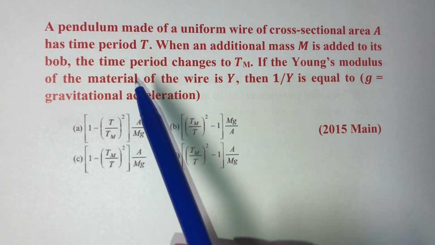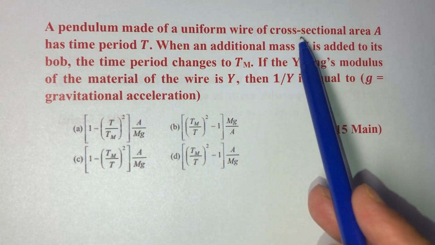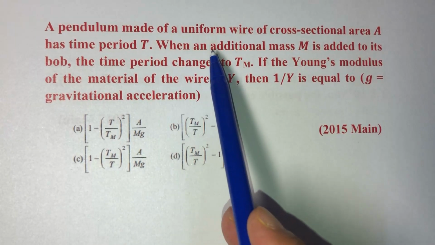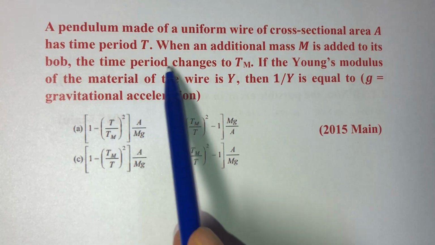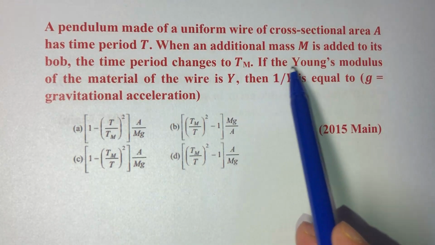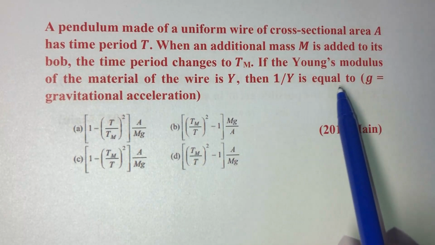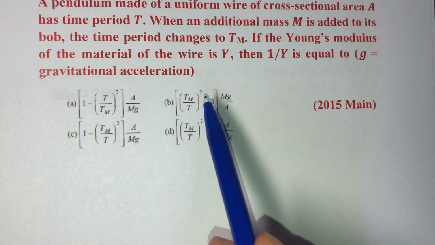Hello friends, in today's question, a pendulum made of a uniform wire of cross-sectional area A has the time period T. When an additional mass m is added to its bob, the time period changes to Tm. If the Young's modulus of the material of the wire is Y, then 1 upon Y is equal to, we have to find out. g is the gravitational acceleration.